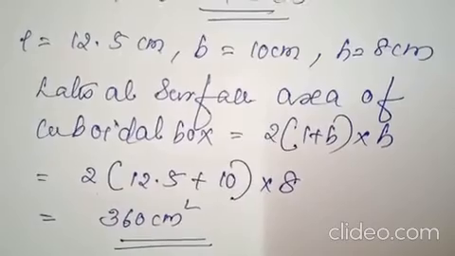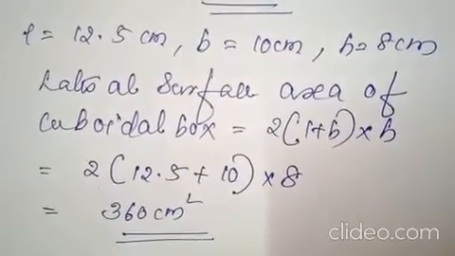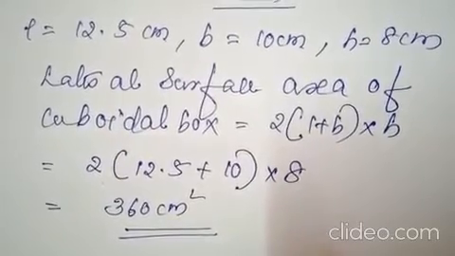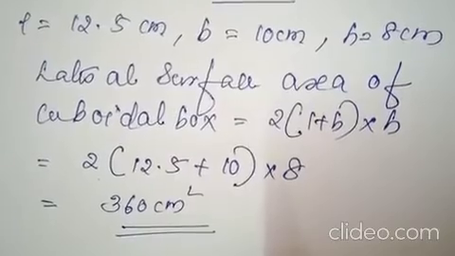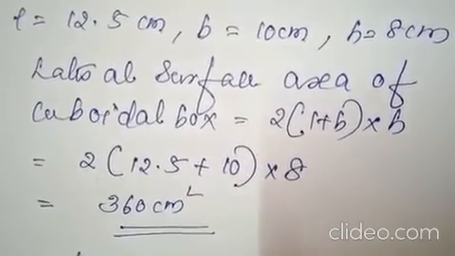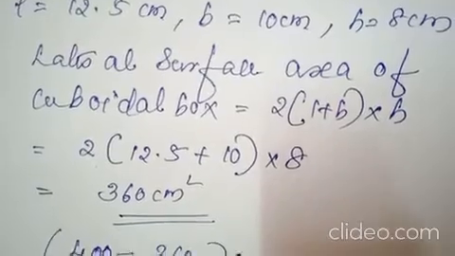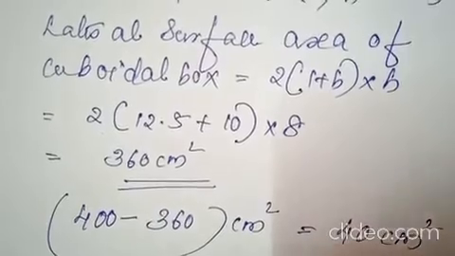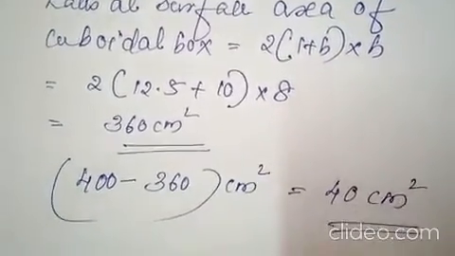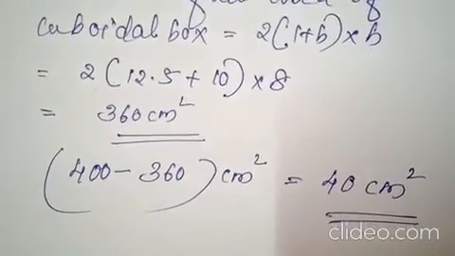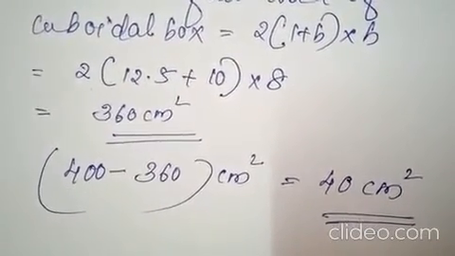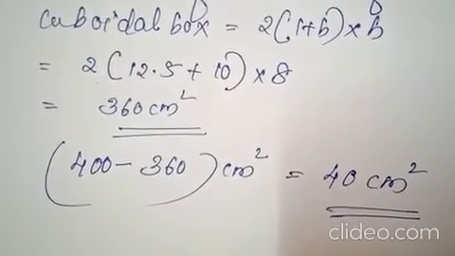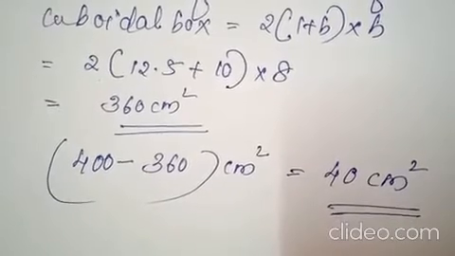Then we have to find which box has greater lateral surface area. Cubical box has greater lateral surface area than the cuboidal box. How to find? 400 minus 360 centimeter square. Then we will get the answer 40. By how much means 40 centimeter square. First we find the cube lateral surface and then we find the cuboidal lateral surface. Then we subtract these two lateral surfaces. We get the difference, is it? So that is 40 centimeter square.